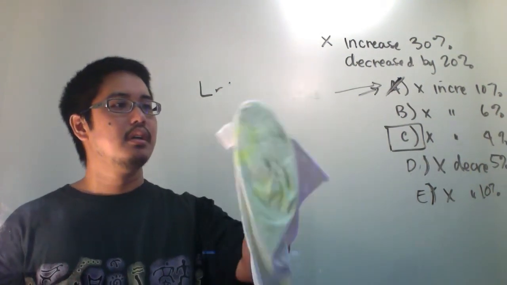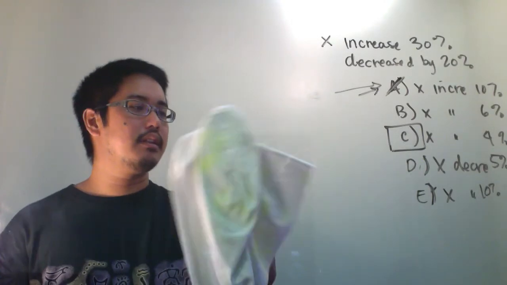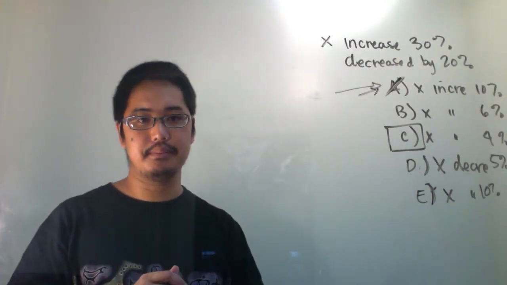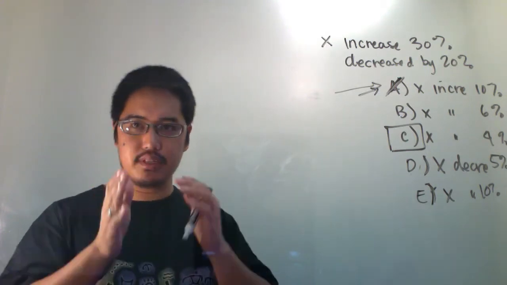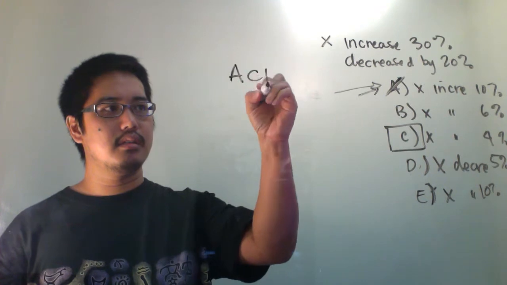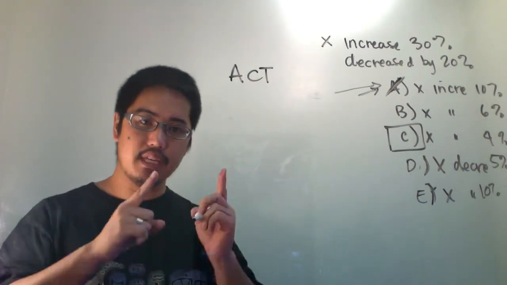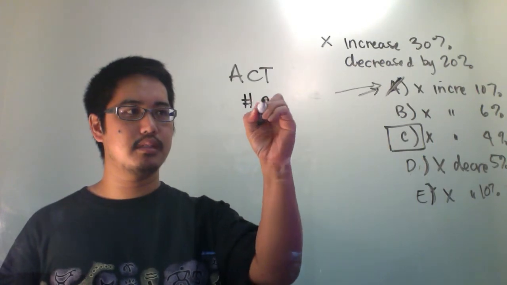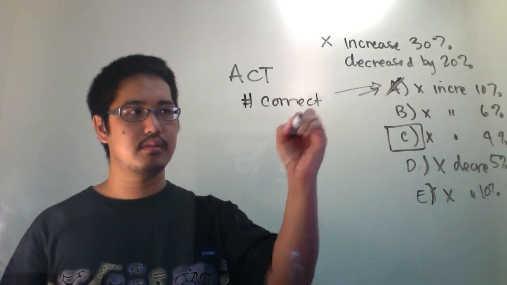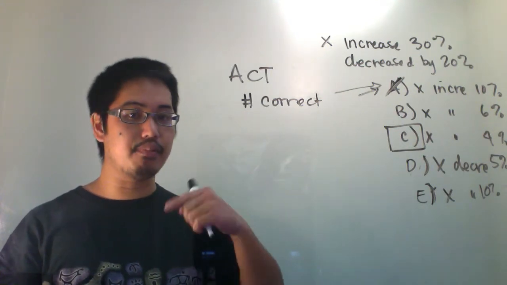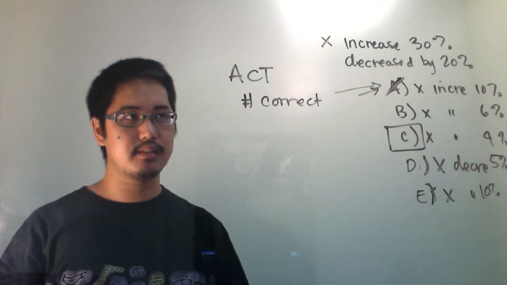Now, let me tell you a quick thing about the ACT and the SAT. On the ACT, that's one of the standardized tests, they only count the number correct you have. Number correct. They don't care if you get it wrong. They only give you plus points for the number correct.